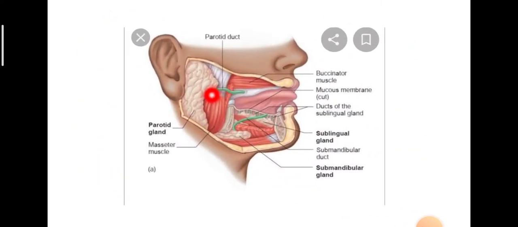That's the parotid duct emerging from the anterior border of the parotid gland, passing forwards across the masseter, piercing it, and then entering the buccal oral cavity and opening at the papilla opposite the second upper molar tooth.